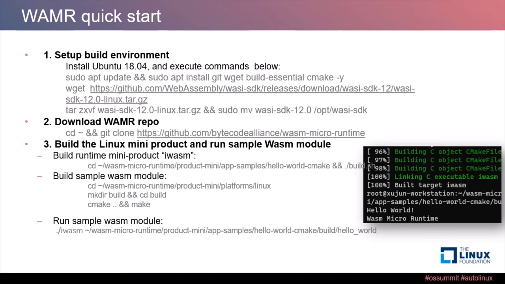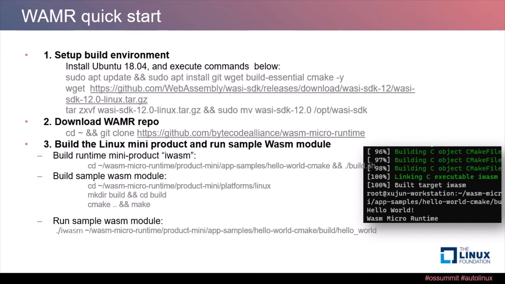Now let's have a quick start on WAMR. There are a few steps. First one, set up the building environment. You can follow the command below to get all the building tools environment available. Then download the WAMR repository from GitHub. Then start to build the mini product runtime and also run the WASM module on that. Build the mini product iwasm, you can follow the command here, and it will generate a binary file iwasm.